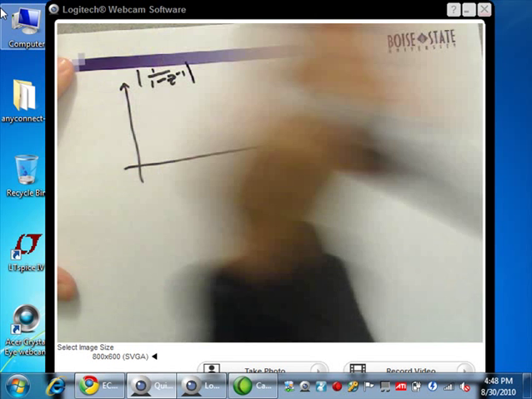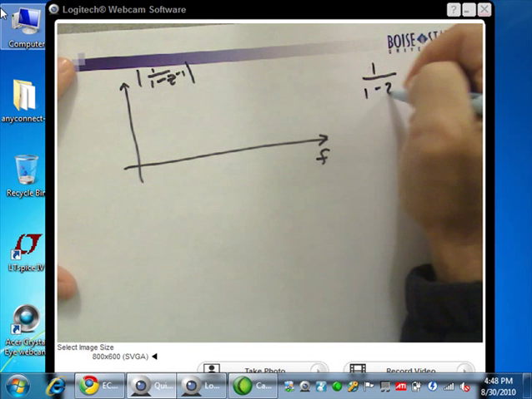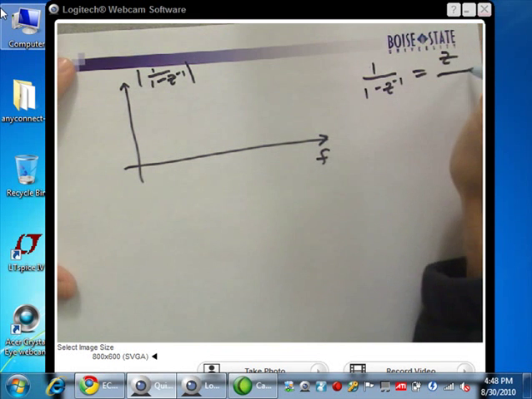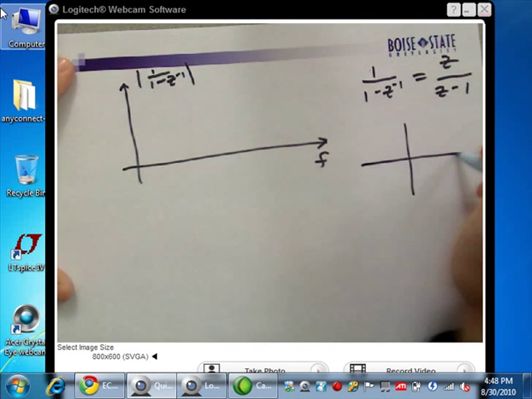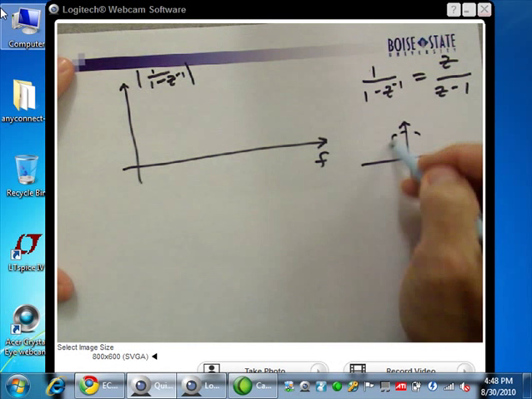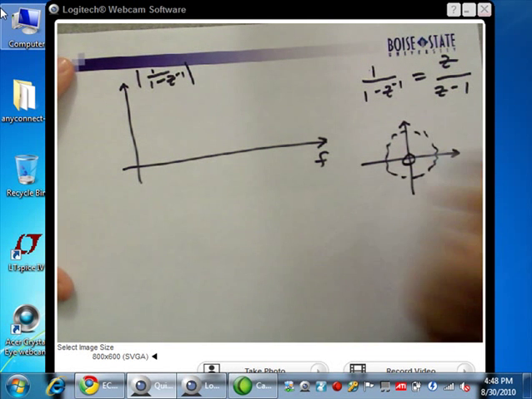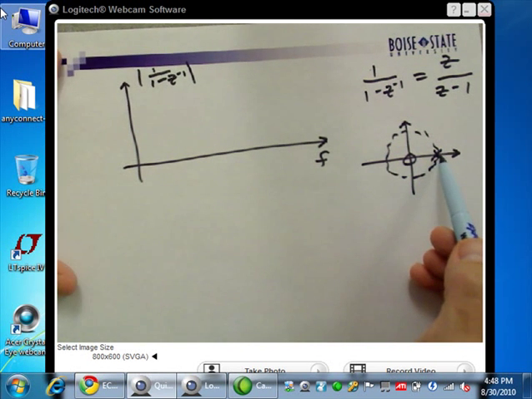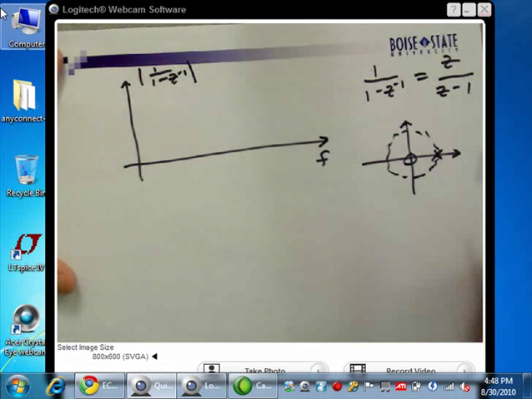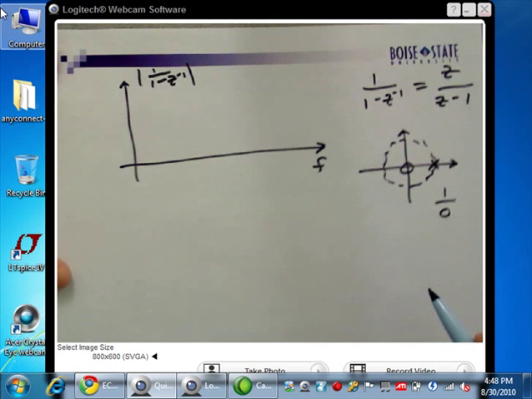You know, I want to make sure I do this right. So 1 over 1 minus z to the minus 1 is z over z minus 1. In the z plane, I've got a 0 at the origin. And then where's my pole? 1. And I know when I start my evaluation, what's the distance at DC away from the pole? 0. So the distance away from the 0 is 1, and the distance away from the pole is 0.